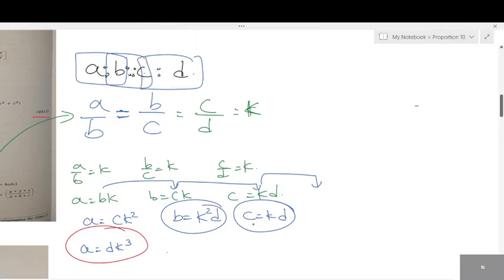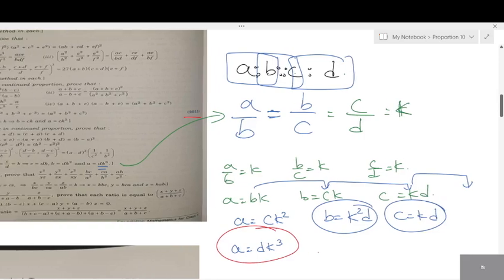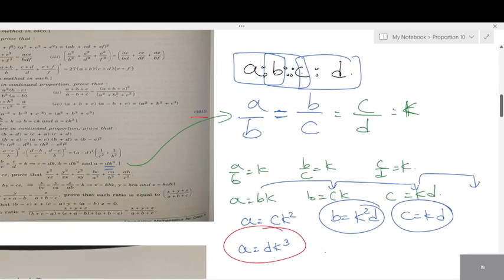That's it. Complete this. Make a note of this. dk square, kd square, kd.